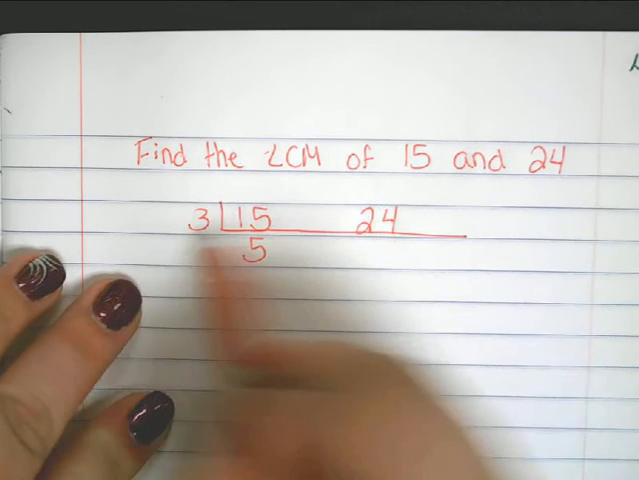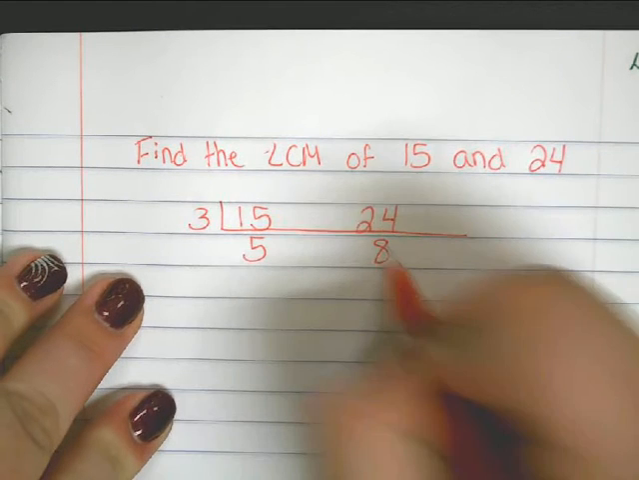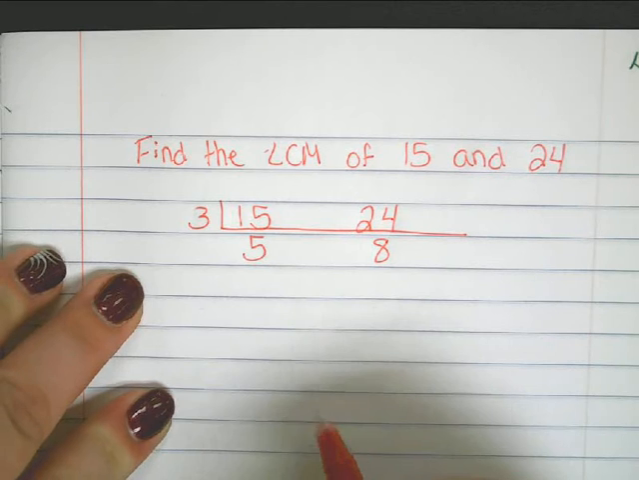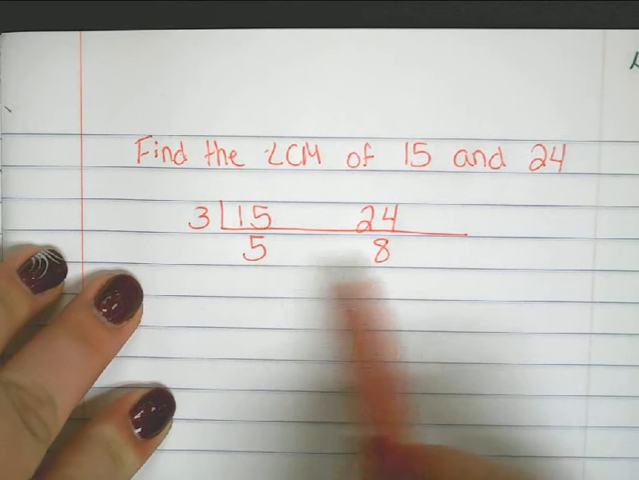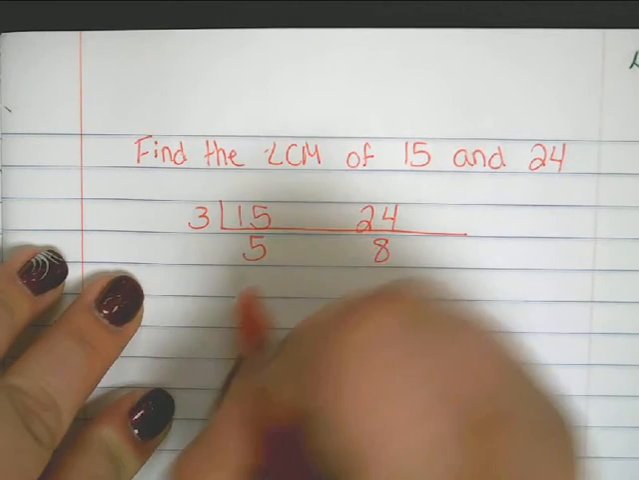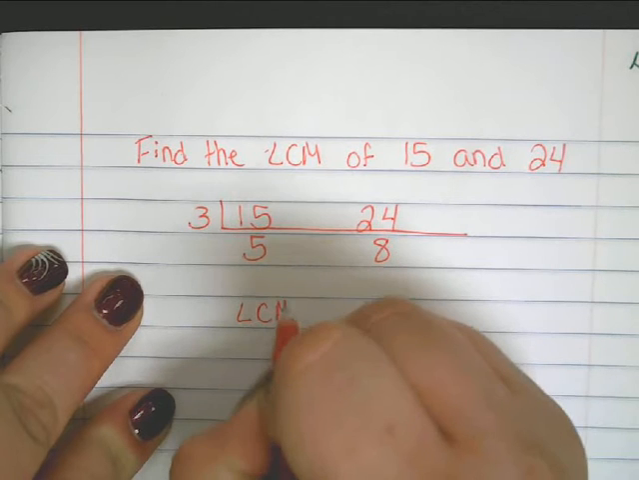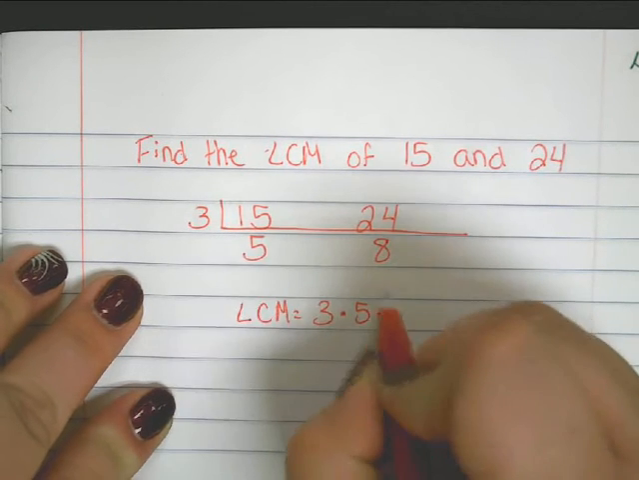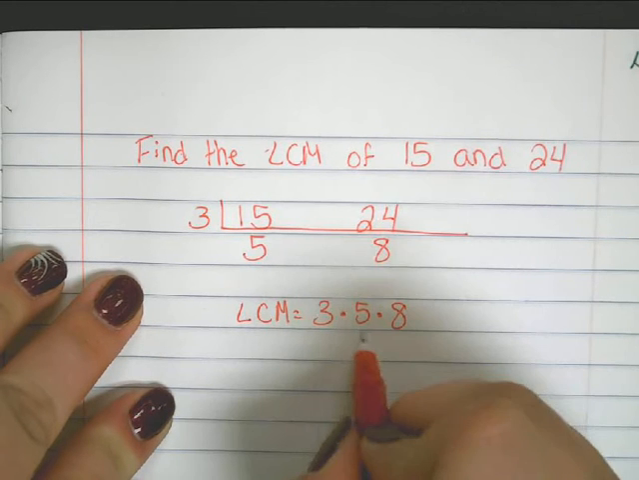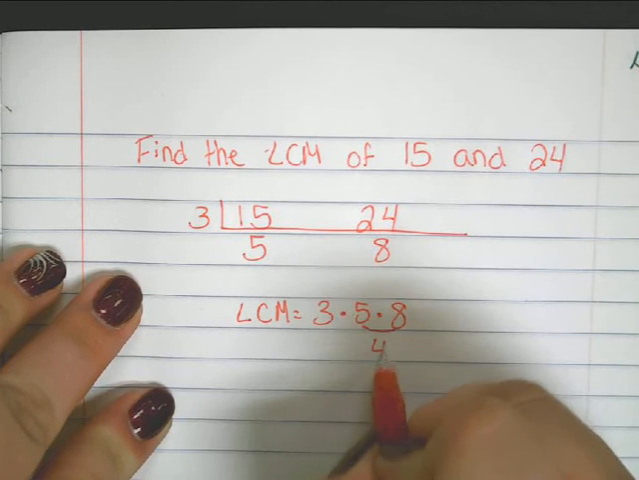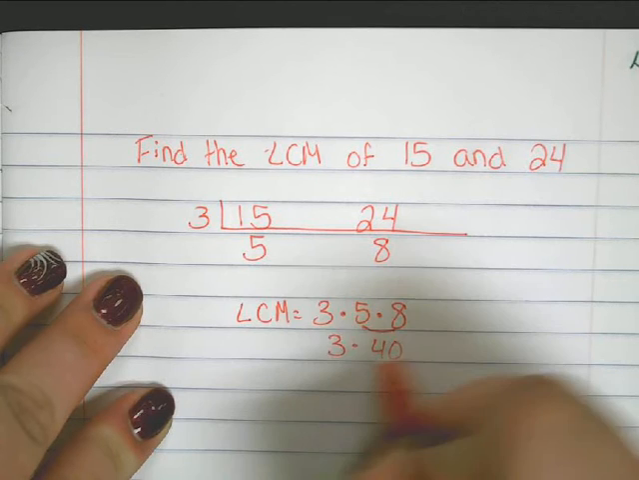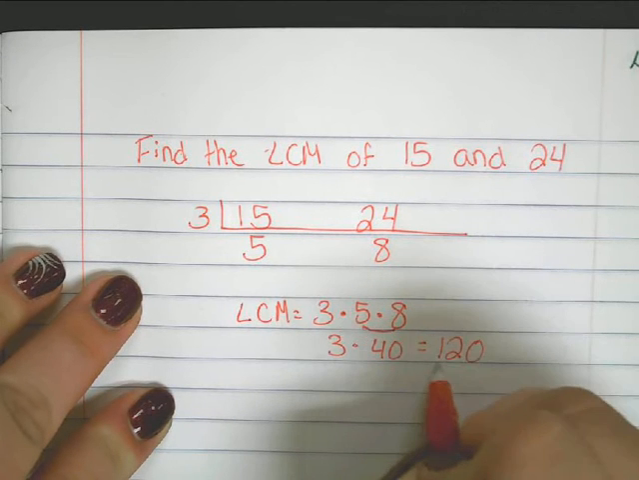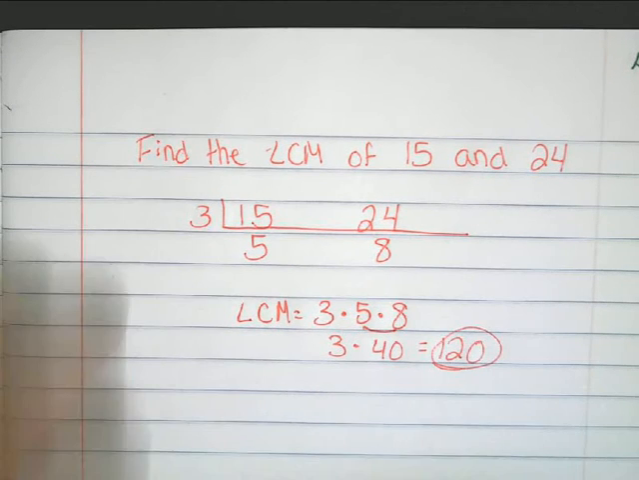Can anything else divide 5 and 8? No. So my LCM would be 3 times 5 times 8. Because 5 times 8 gives me 40. Times 3 gives me 120. So that is how I can find the LCM of two whole numbers.